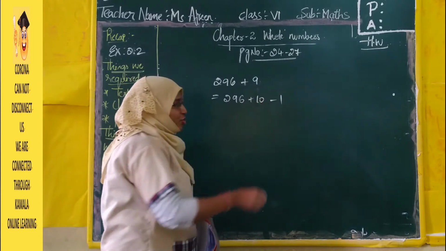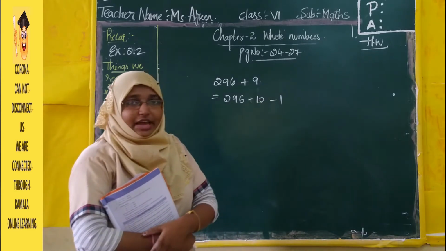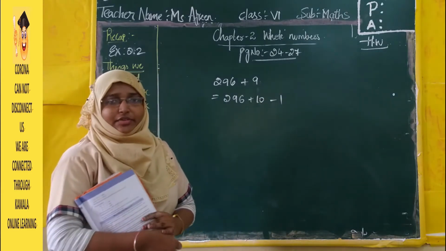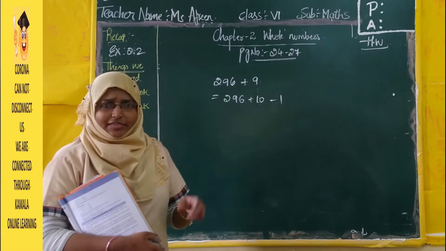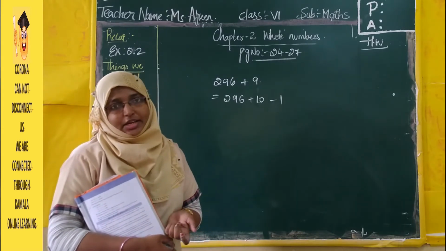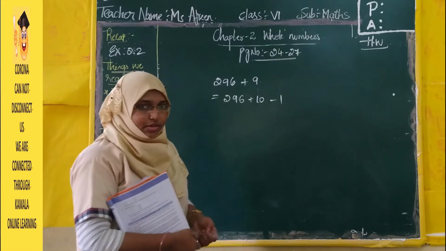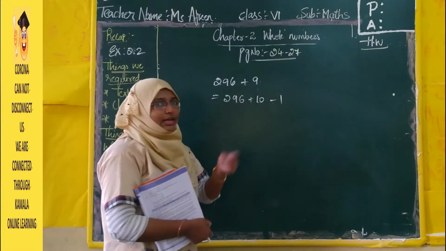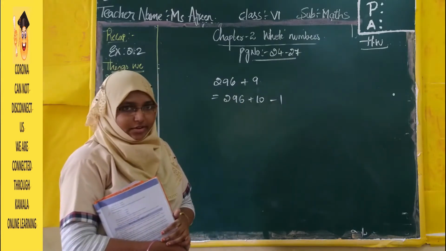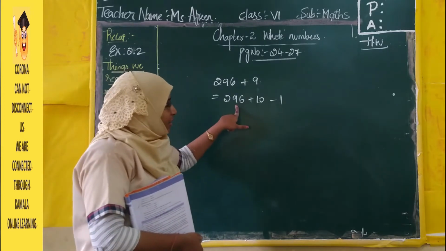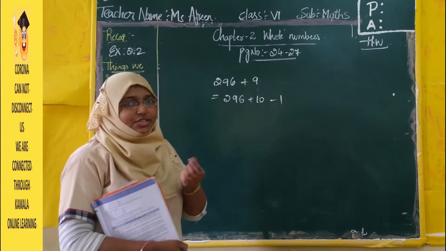296 plus 10. Whenever you add 10 to any number, what will happen? The digit at its place will be increased by 1. Right? Whenever you add 10 to any number, the digit at its place will be increased by 1.